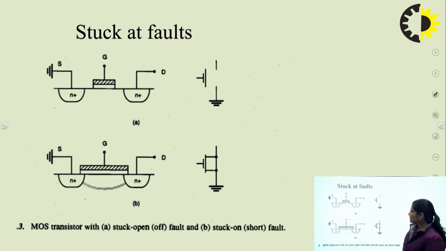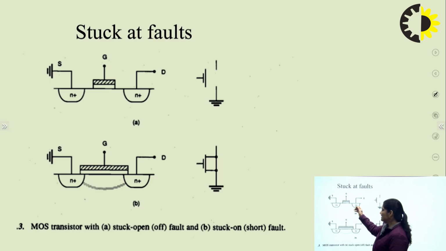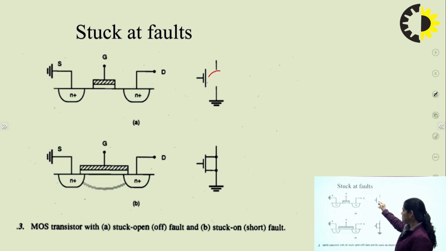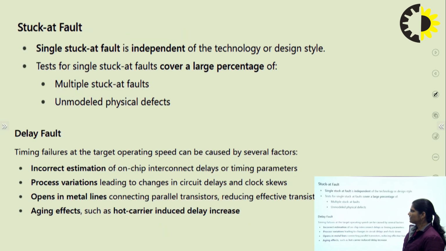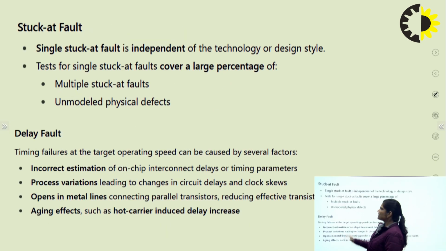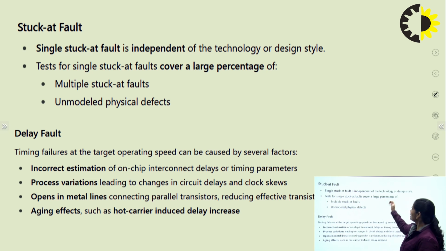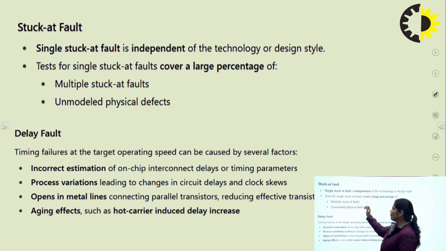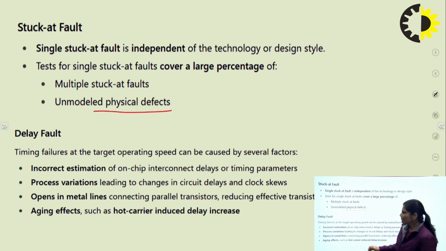Now, stuck at fault. You can see here a MOS transistor is stuck open. Here it is open. So, a stuck open fault is there, and now here a short is there. So, it is known as a stuck on fault. Now, a single stuck at fault is independent of the technology or design style. So, tests for single stuck at faults cover a large percentage of multiple stuck at faults or unmodeled physical defects. Now, what do you mean by delay fault?